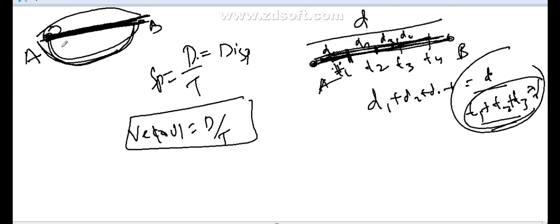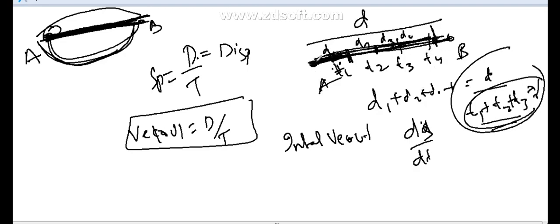What is instantaneous velocity? It is the velocity at that particular instant. We basically say ds by dt. At that point, I am not taking a distance or a particular length. I am talking about a particular instant. At this point, what is the speed?